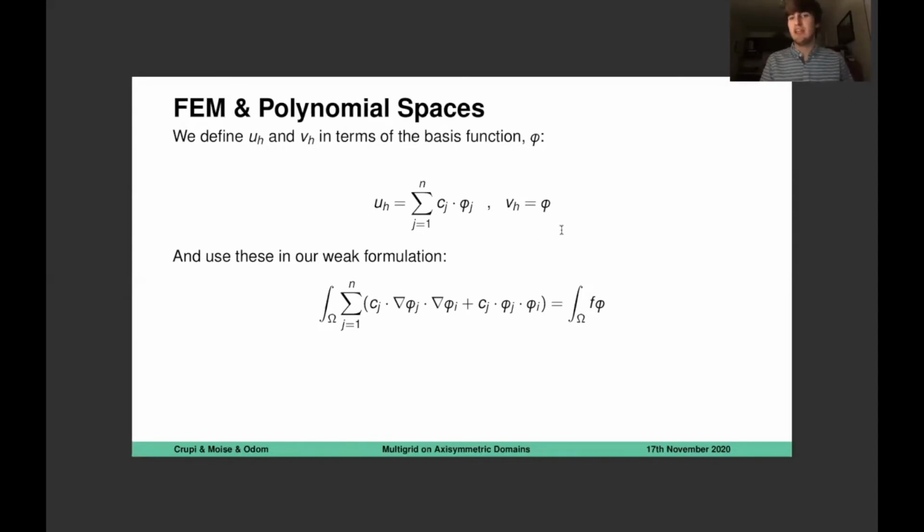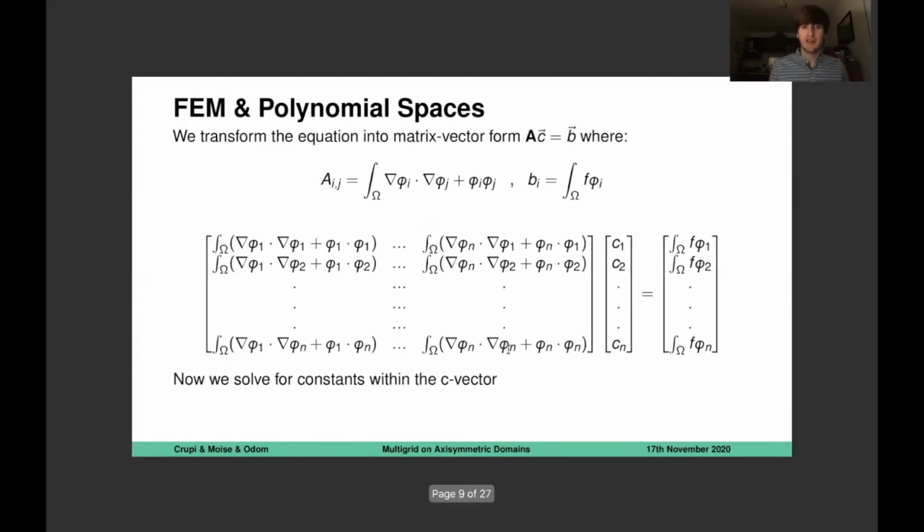So we let it equal something that we know. And then we substitute these into our weak formulation on the bottom. And notice down here, we have J's and we have I's. So based on this, we can transform this into a matrix vector equation, AC equals B, where C corresponds to the coefficients of our UH. And then AIJ is the left-hand side integral, and BI is the right-hand side integral.